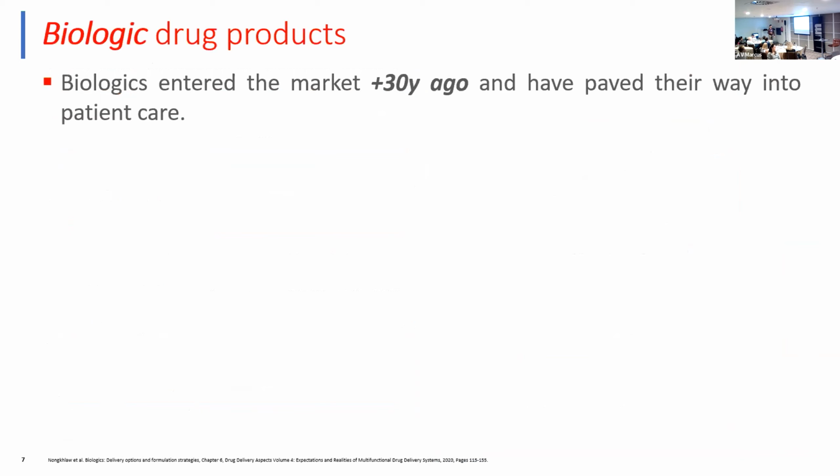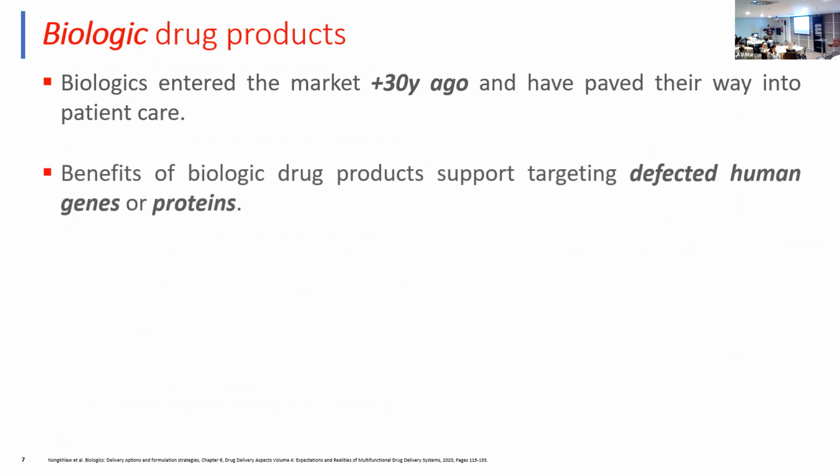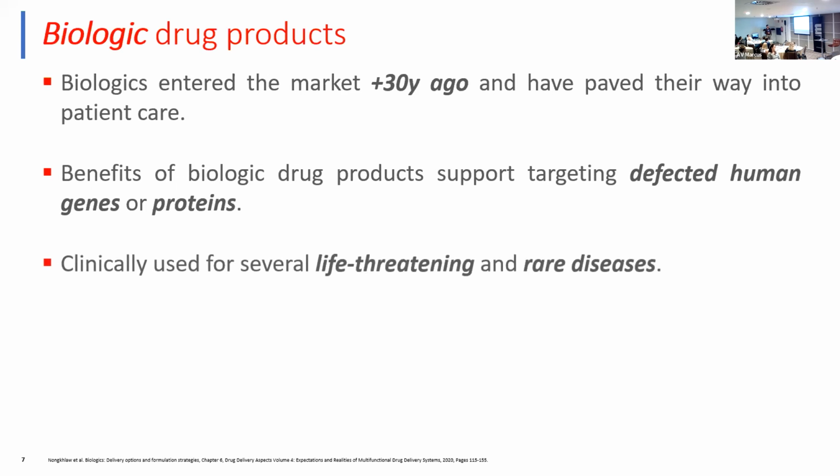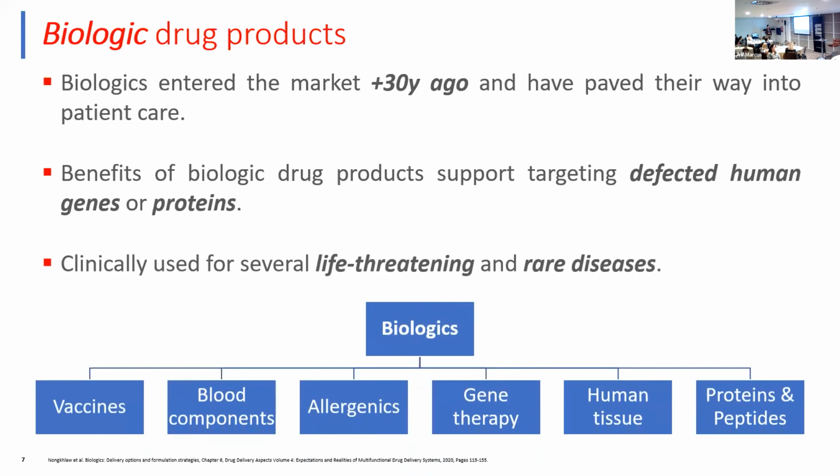I'm sure you heard a lot about biologics. I will not spend too much time explaining what they are and what they do. They entered the market around 30 years ago, and they paved their way into patient care. They, of course, support patients with defective human genes or proteins. And they're very important during healthcare provision because they help to treat rare diseases or fight life-threatening diseases. And of course, we have different types of biologics.